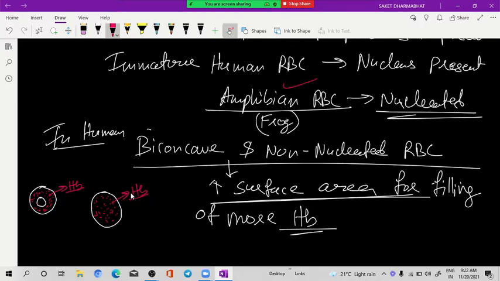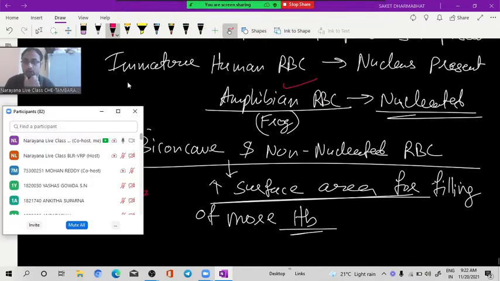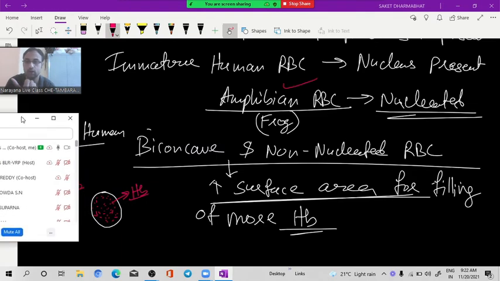So if in the 7 micron RBC a nucleus will also be given, that much space will be occupied by whom? That much space will be occupied by the nucleus. Clear or not? Understanding or not? Yes, sir. Yeah, that is the thing.